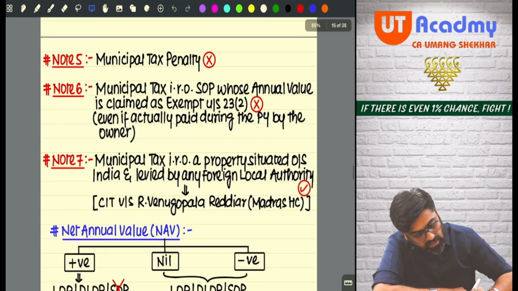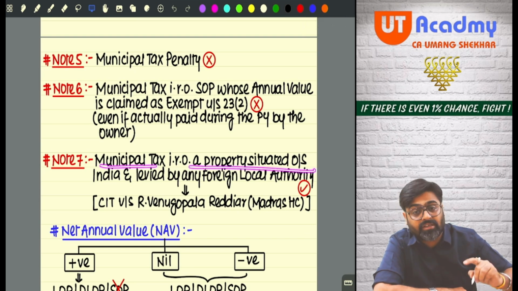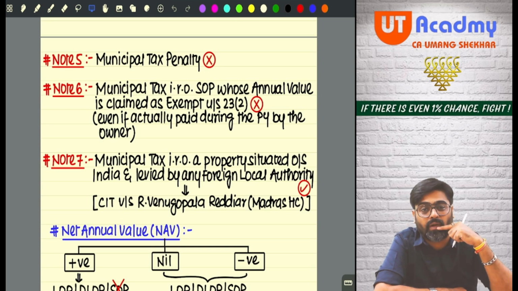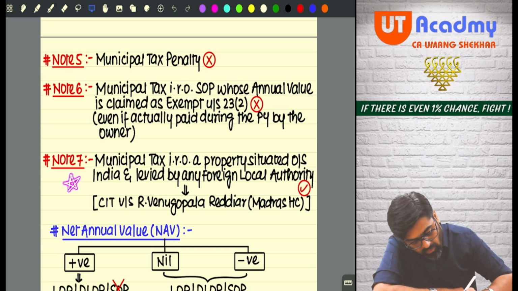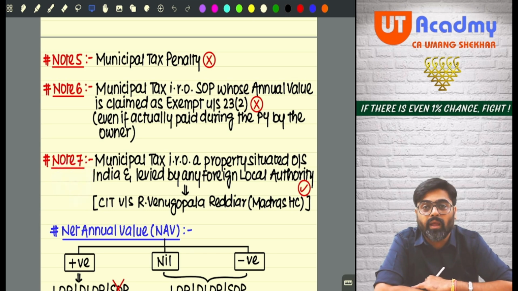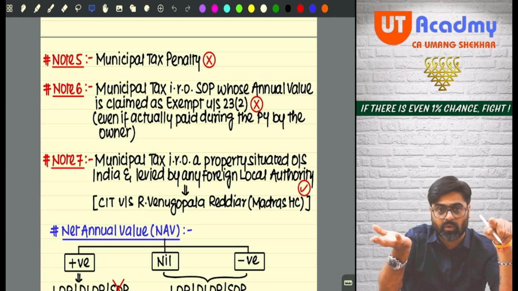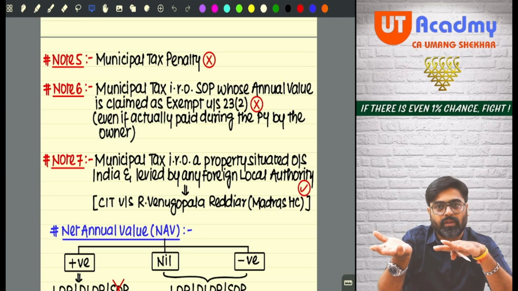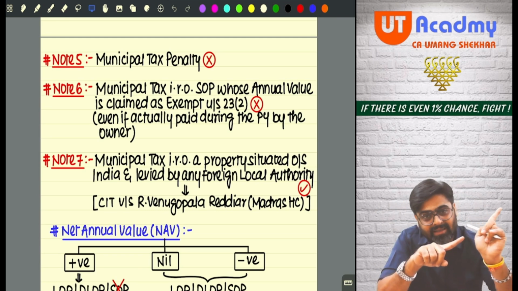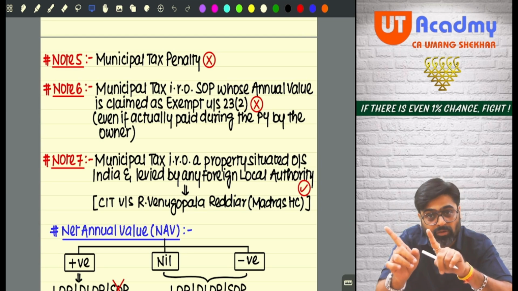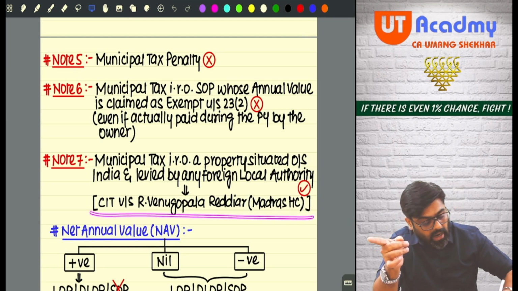Now, sometimes municipal tax in respect of a property which is situated outside India, even those municipal taxes are also allowed. So this note number 7, I will put this in star. Why? Because I am yet to discuss the properties which are situated outside India. So when I will be discussing the tax treatment for such properties, when we are going to solve the questions on these type of properties, that time I will come to this note number 7 and explain it in detail.